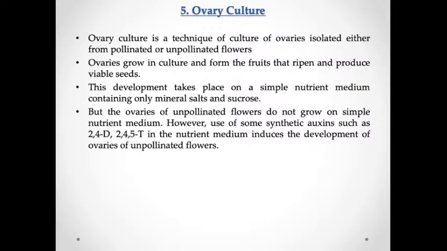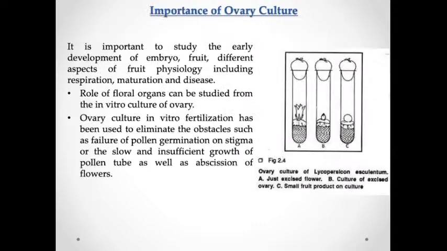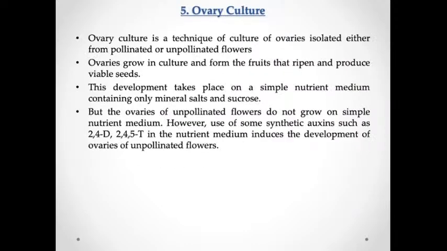But the ovaries of unpollinated flowers do not grow in a simple nutrient medium, so we use synthetic auxins such as 2,4-D or 2,4,5-T in the nutrient medium to induce the development of ovaries of the unpollinated flowers. So we need some extra supplements in the case of unpollinated flowers. Otherwise, it's easy to go with just the mineral salts and sucrose in the medium.